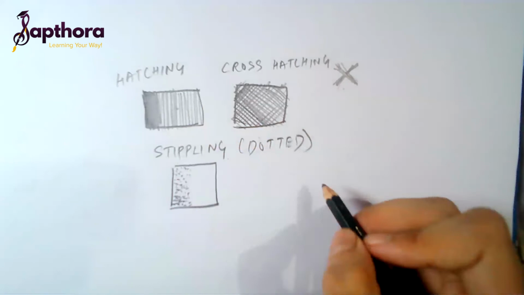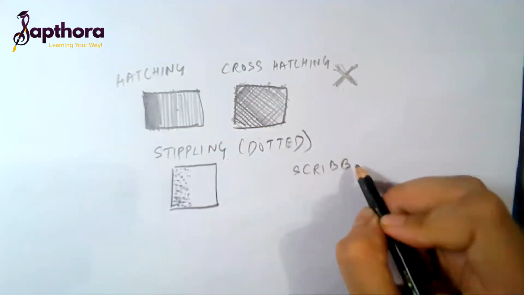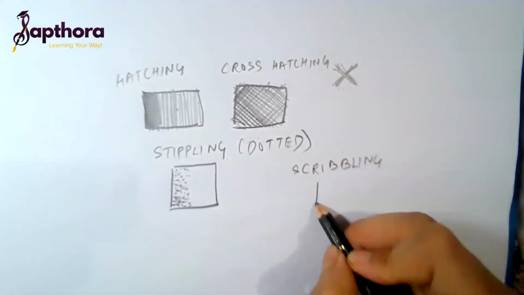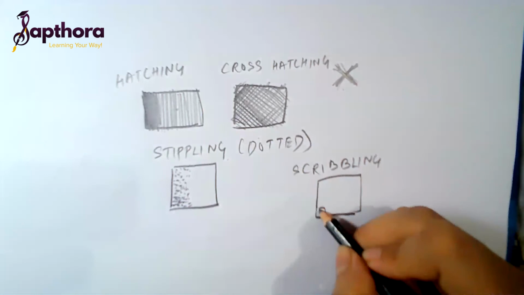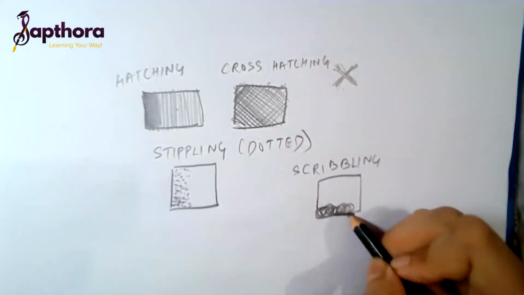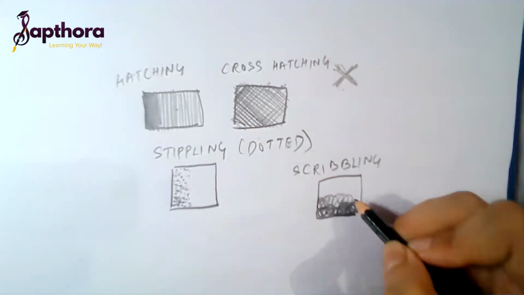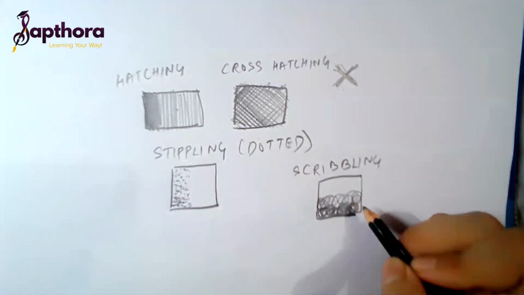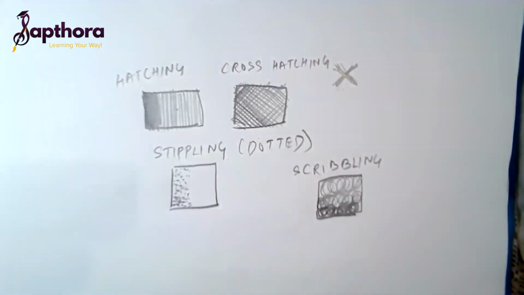Then comes a fun one, that is scribbling. You just need to scribble to shade the object. Okay, scribbling. Now you all already know how to scribble. You just need to do circle, circle, circle, circle inside. If the circles are too close to each other, that will give you a dark tone. If you leave a little space between these lines, this will give you a medium tone. And if you leave a lot of space, that will give you a light tone.